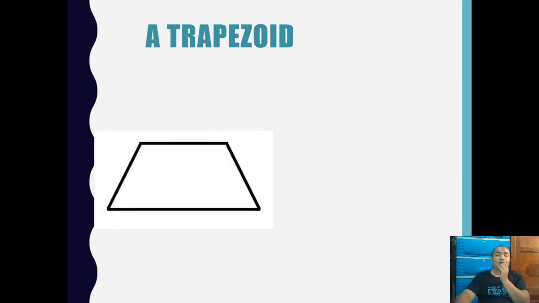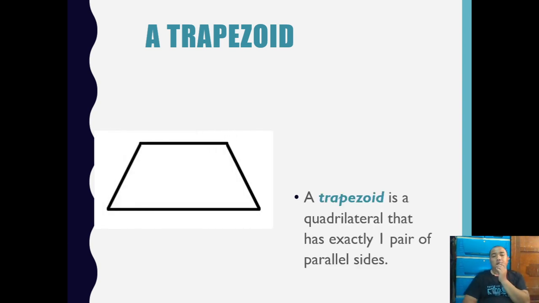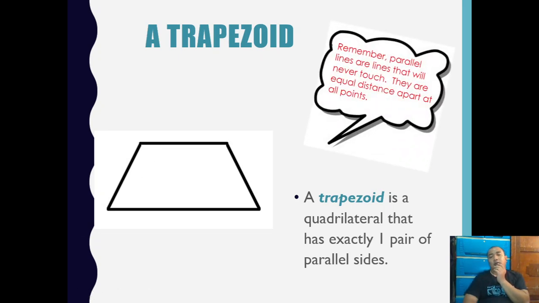Now let's proceed to the trapezoid. What is a trapezoid? It's also a quadrilateral that has exactly one pair of parallel sides. Okay, ito yung one pair of parallel sides niya, yung upper base and the lower base. Yung non-parallel sides niya are what we call the legs. So remember, parallel lines are lines that will never touch. They are an equal distance apart at all points.